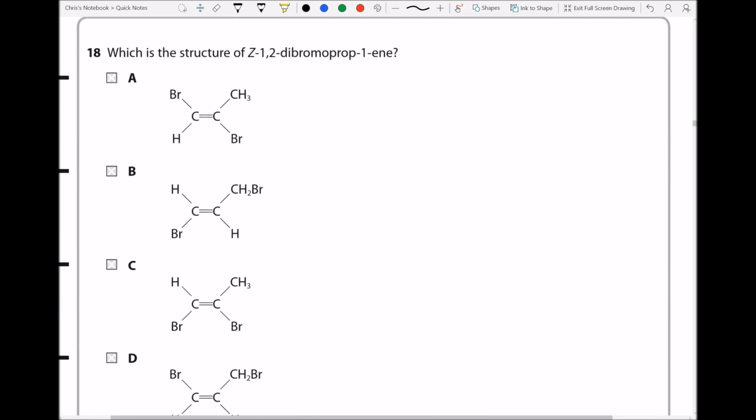So question 18 looks as though we're going to look at alkenes and EZ isomerism. So which is the structure of Z-1,2-dibromoprop-1-ene? Right, so Z means the same side. So we're looking for different molecules. When we're talking about same side, we're talking about top and bottom, not left and right. So this is going to be Z. You can see here, this one is E, because you've got the same atom that is opposite the double bond. So that's an E one, so that's not Z. Same here, look, there's the same atom that's opposite the double bond, so it can't be B.